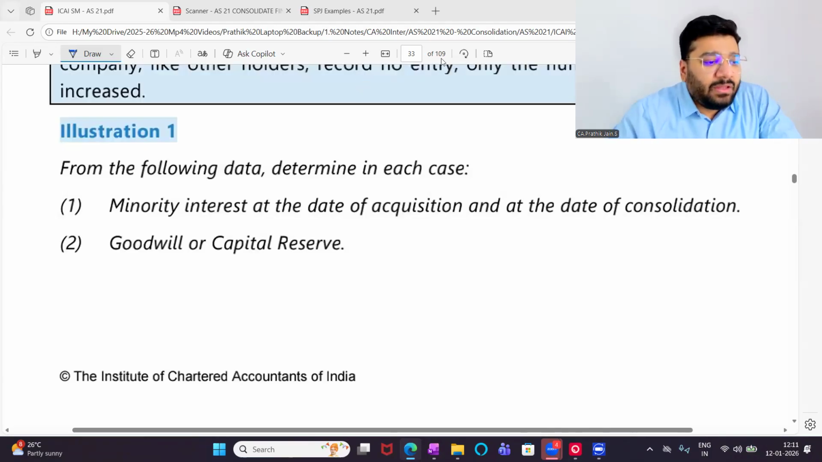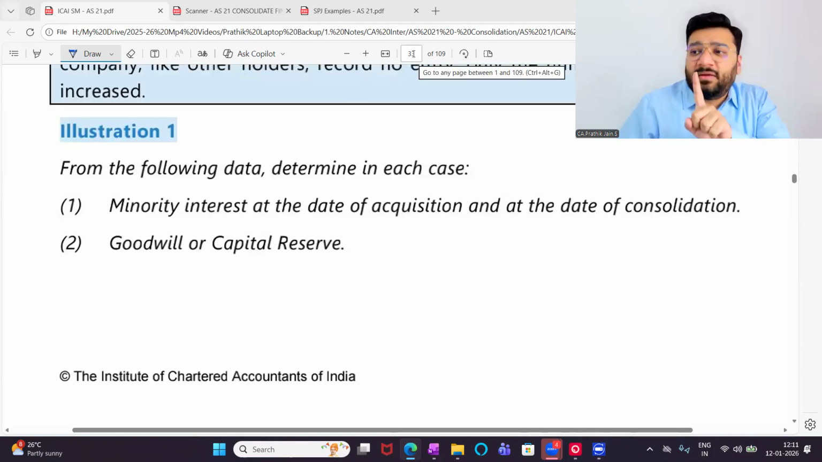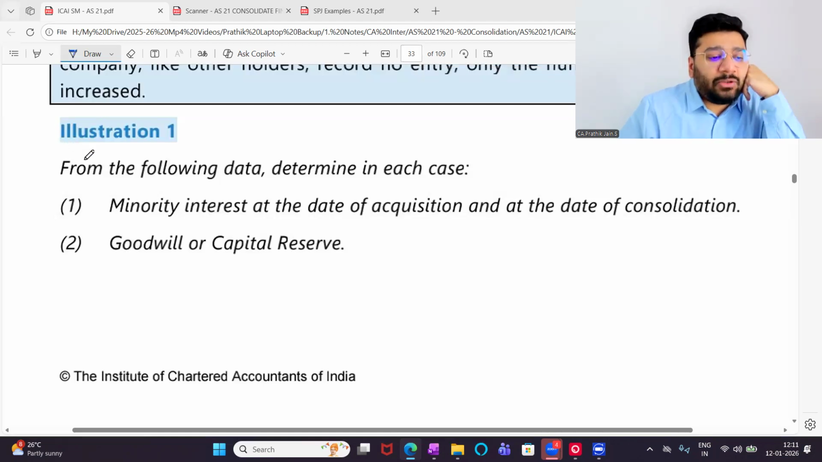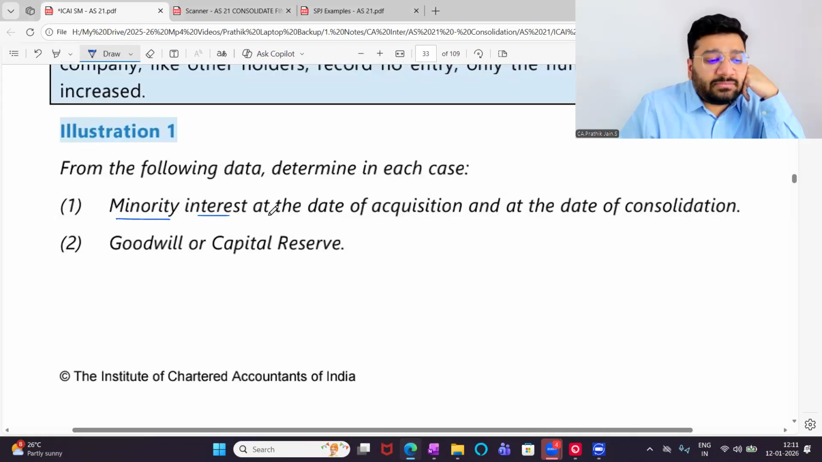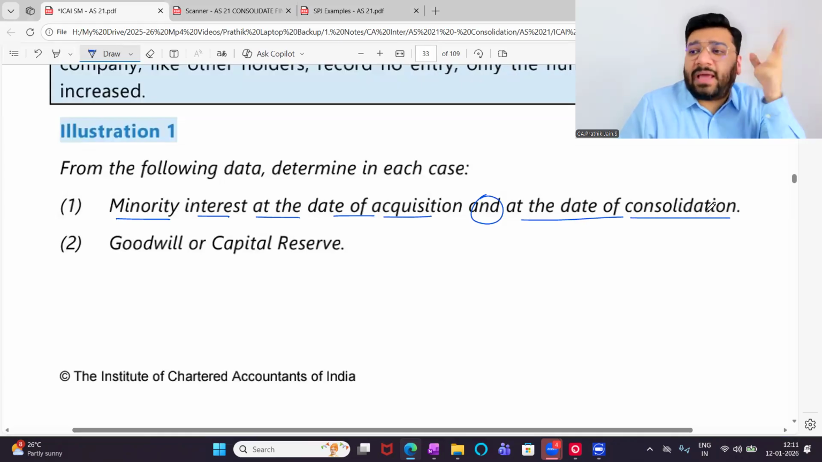It says that from the following data, determine in each case. Determine in each case means what? It's going to be more than one case. In each case, you have to compute the following. What are you supposed to calculate? Minority interest as on the date of acquisition and minority interest on the date of consolidation. So two times you have to calculate minority interest.